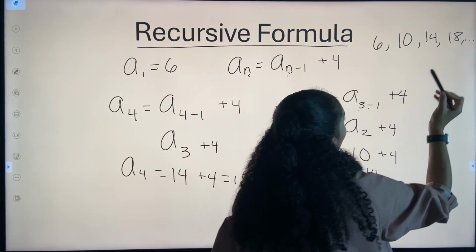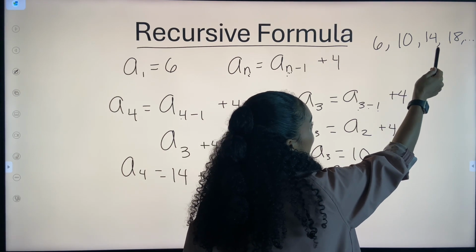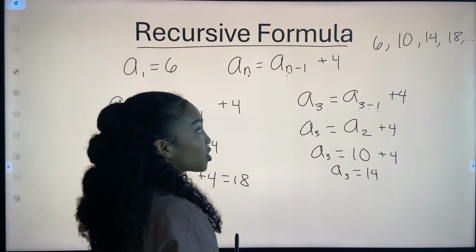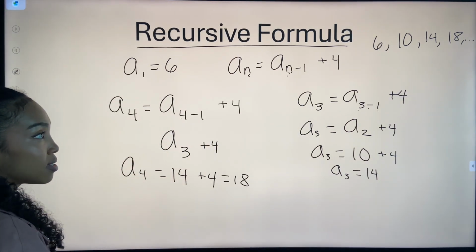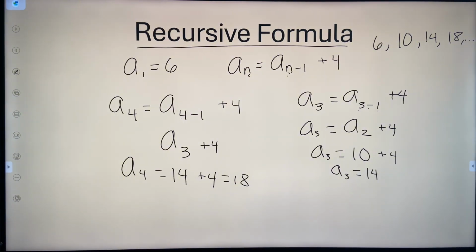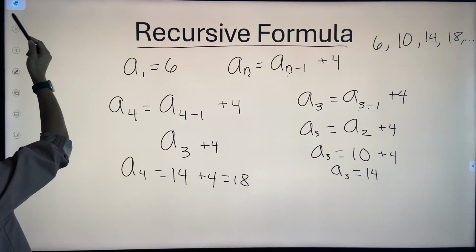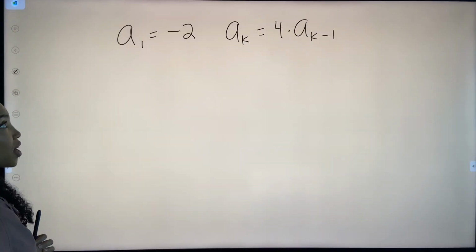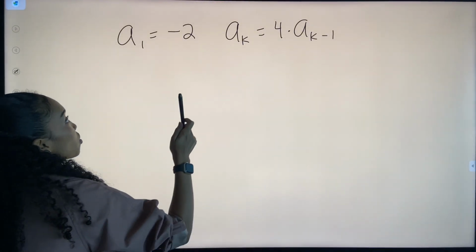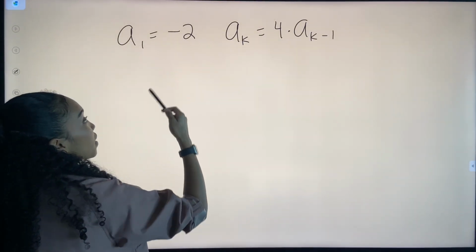And it keeps going on. It looks like I'm increasing by 4 every time. So the next term would be 22, and then 26, and then 30, and so on. You're adding 4 each time. Let's do a different example. Let's try this example. So I have the first term. Let's find the next term.